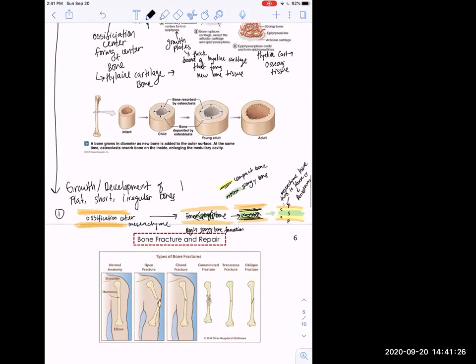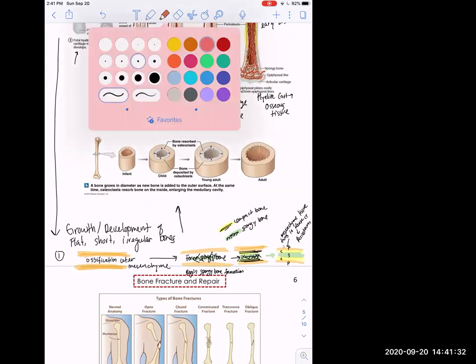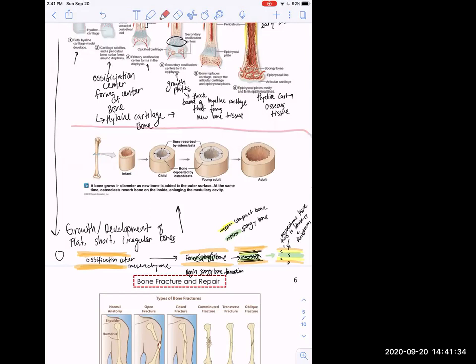Now, the last thing I want to talk about is this little diagram here. Let me separate out this one here. This is called appositional growth. This is what happens after you're born.